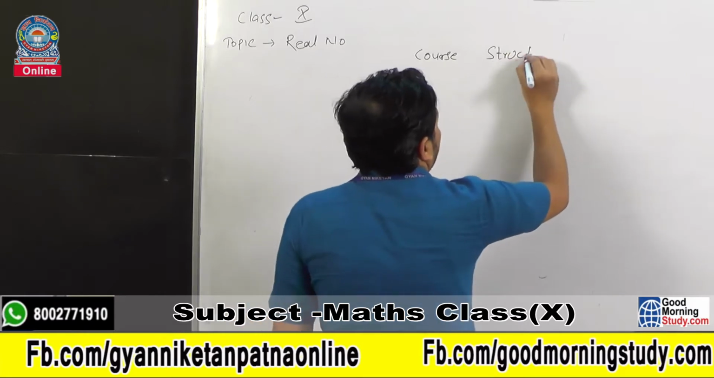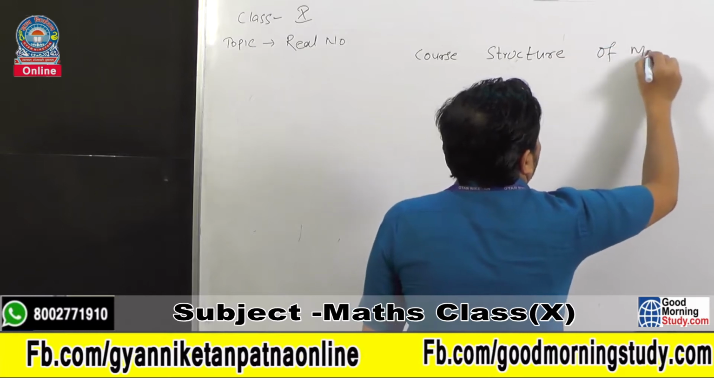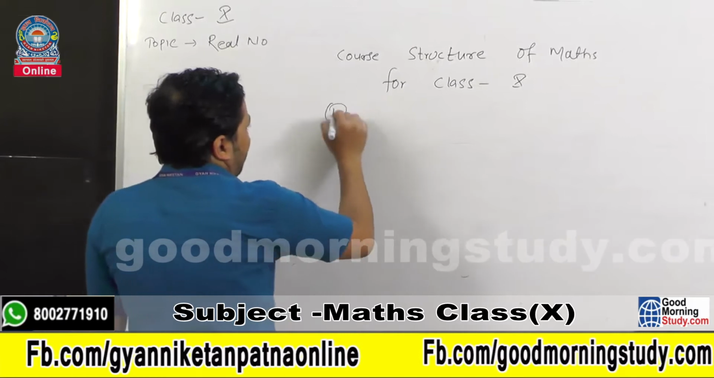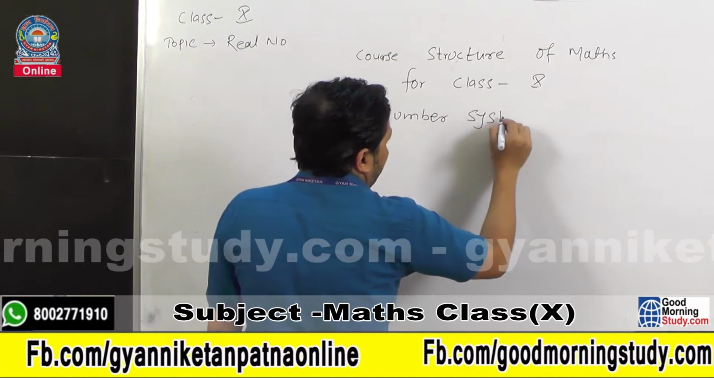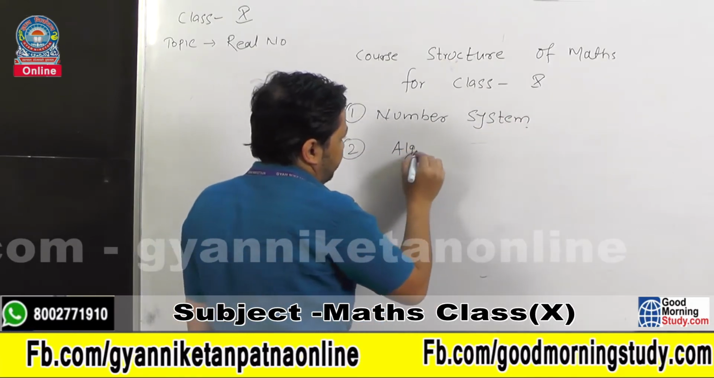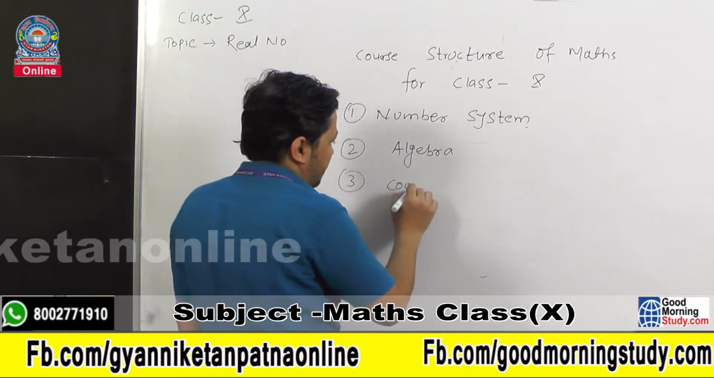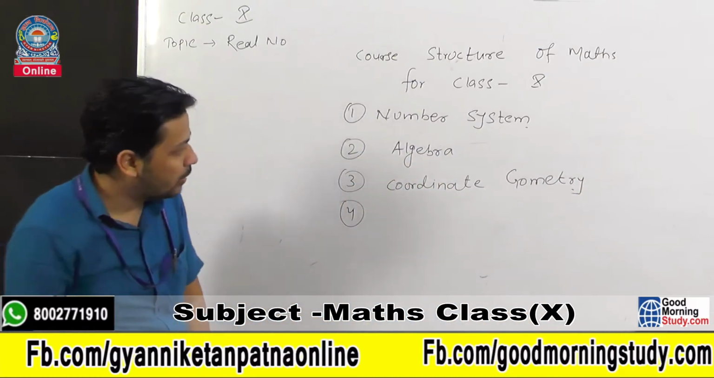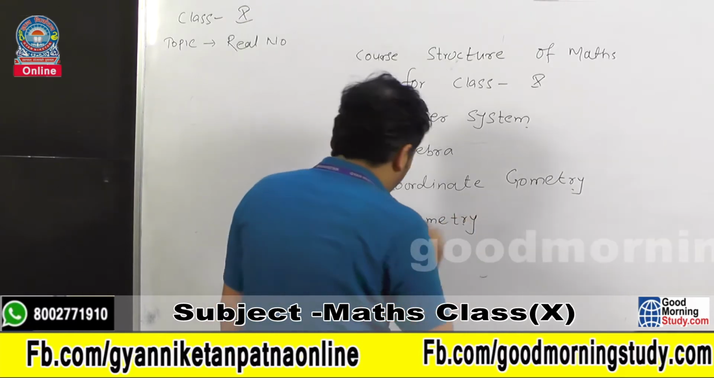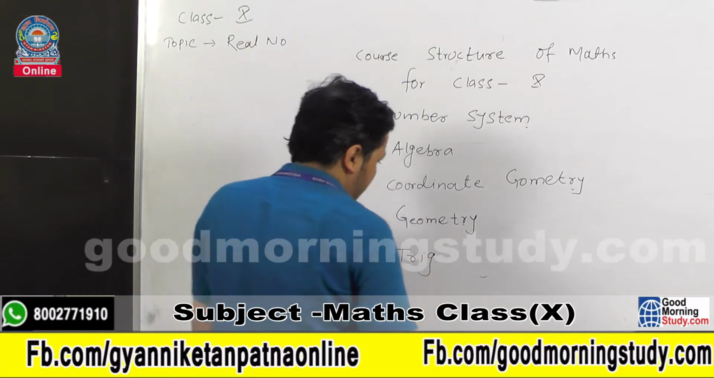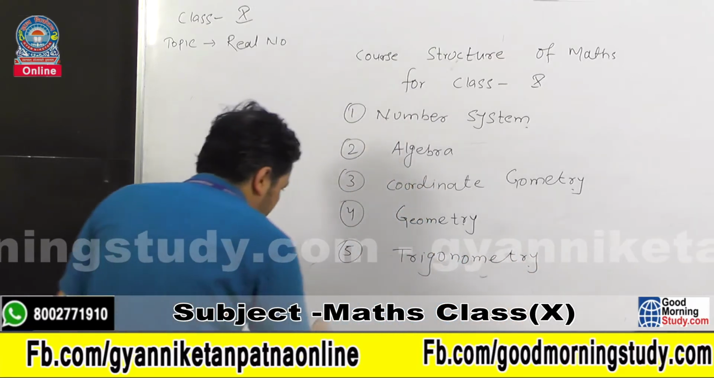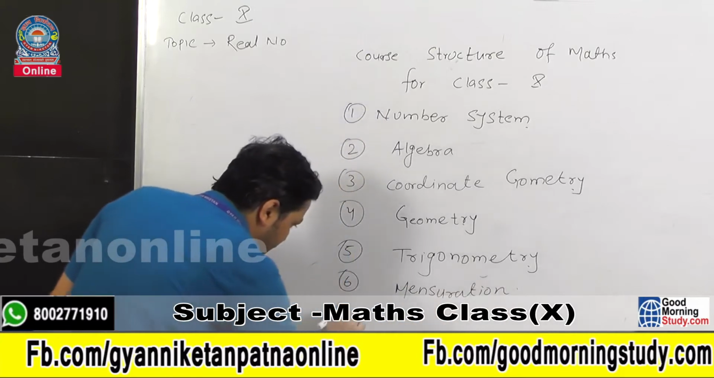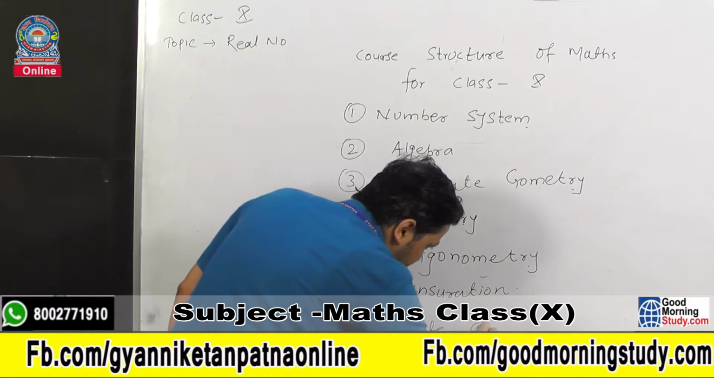The course structure of maths for class 10. The first unit is number system. Second is algebra. Third is coordinate geometry. Fourth is geometry. Fifth is trigonometry. Sixth is mensuration. The last one is statistics and probability.